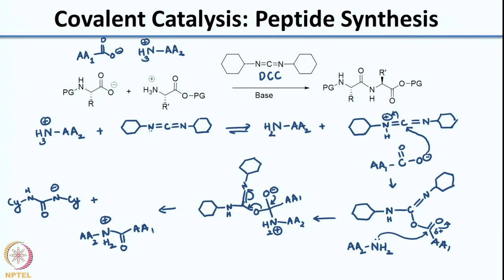All right. So this covalent catalysis concept is used a lot in peptide synthesis. I have just shown you one reagent here which is DCC, but many other such reagents have been used to catalyze this coupling reaction. So now we will move on, and we will look at strain catalysis.